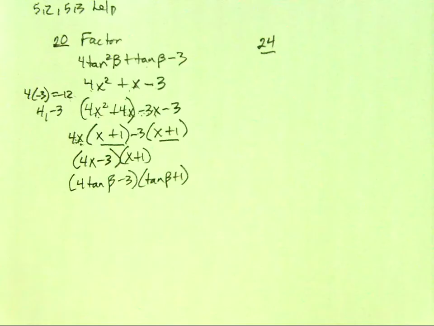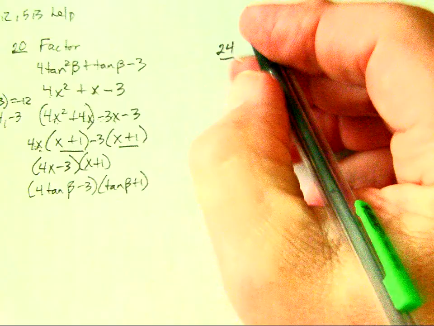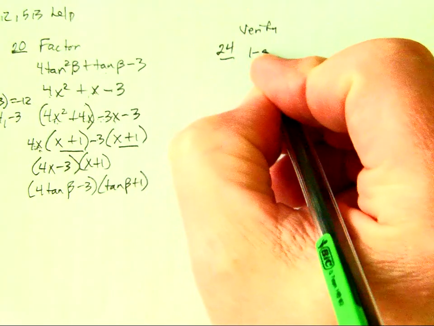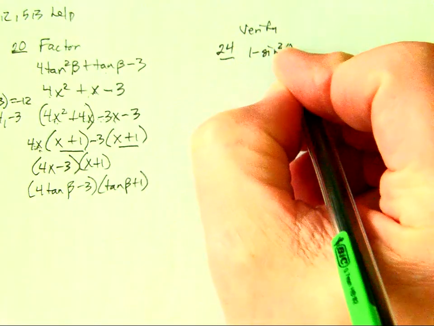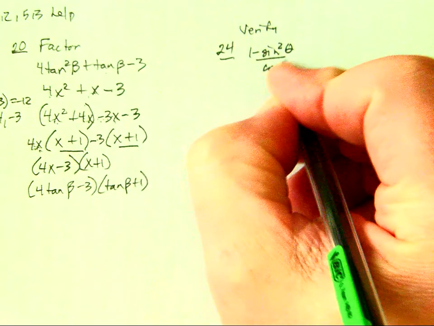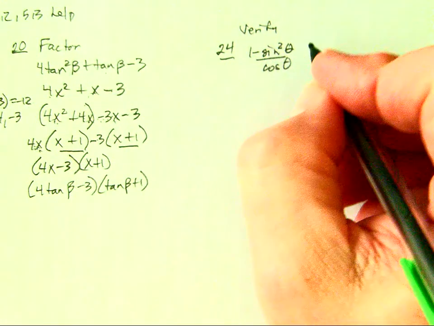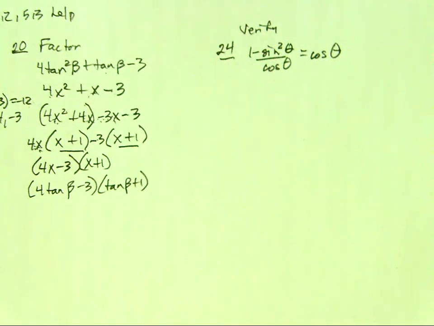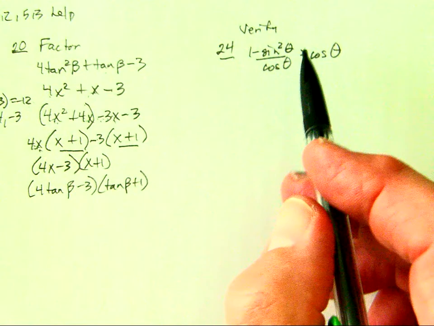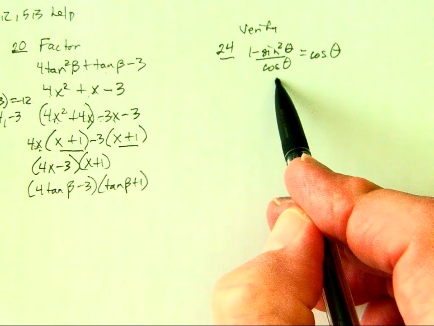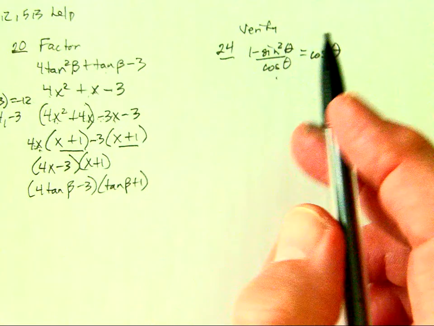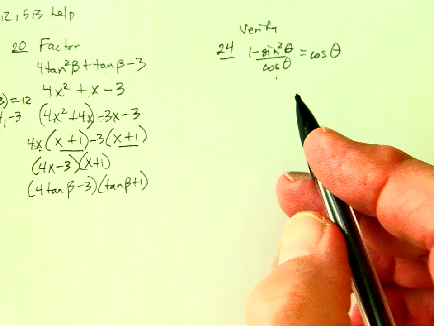Okay, 24, this is a verify problem. So we have 1 minus sine squared over cosine equals cosine theta. Now when I look at that, what I see is that here I have a cosine and a cosine and a sine squared. So to me, the oddball is the sine squared. I would like to change that if I could. I'd like to change it to cosine.